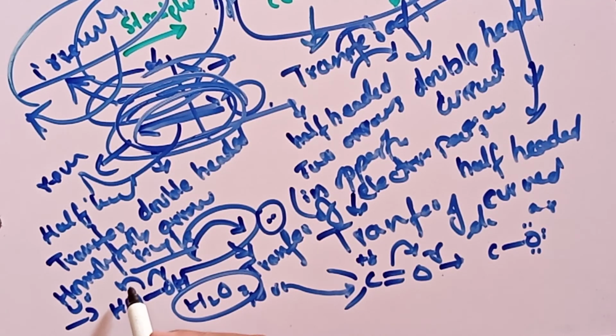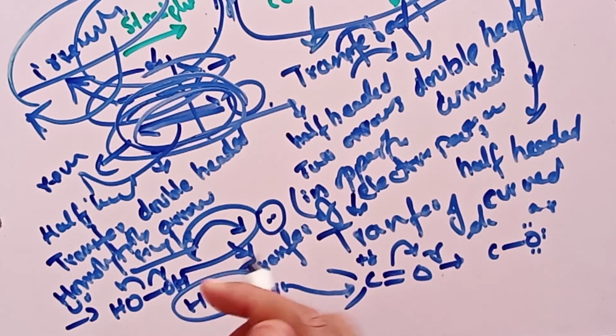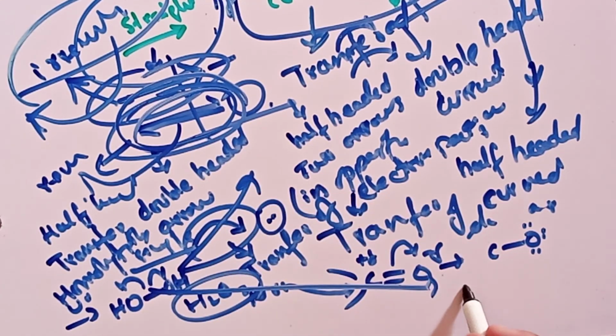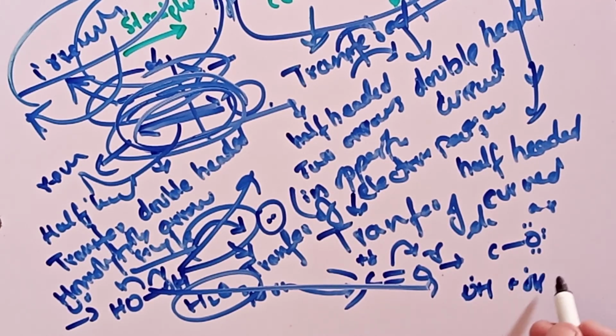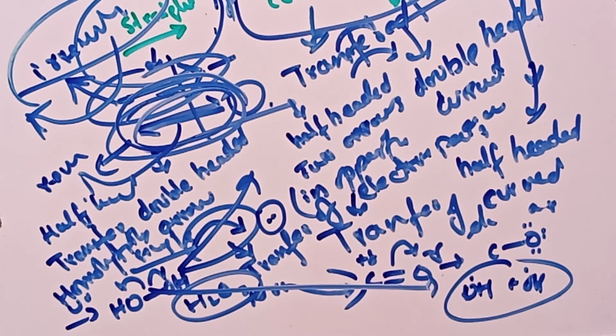but the arrow has only one head, on one side. It means that it carries only one electron, while the double-headed arrow carries two electrons. So it will split into OH free radical plus OH free radical. So this is the curved arrow, this is the half-headed curved arrow, and this is the straight arrow. These are the concepts of arrow formalism.